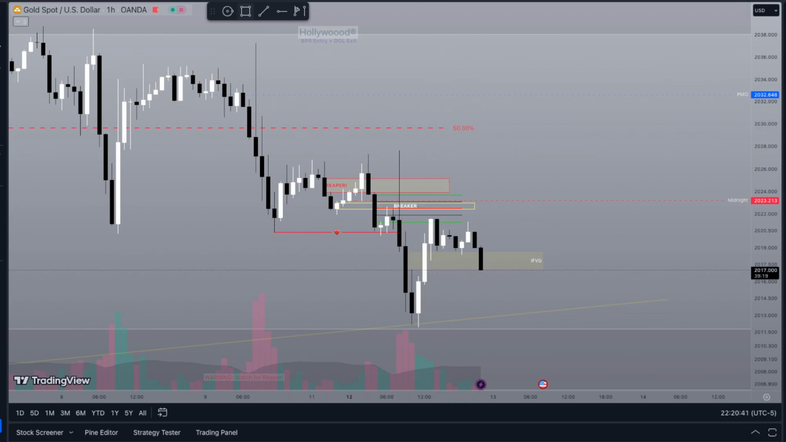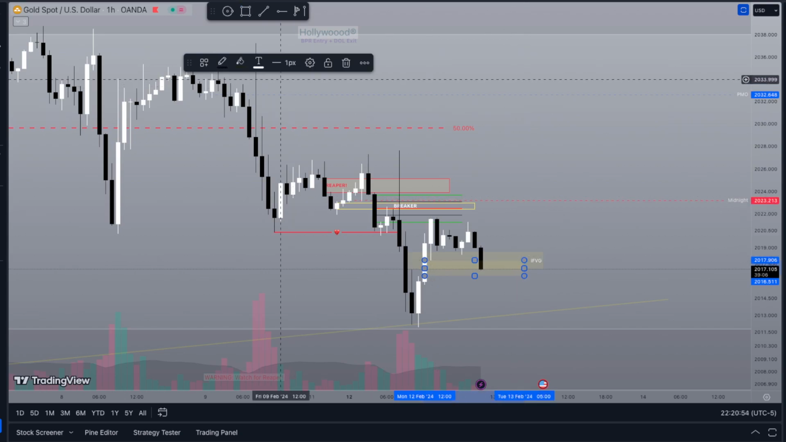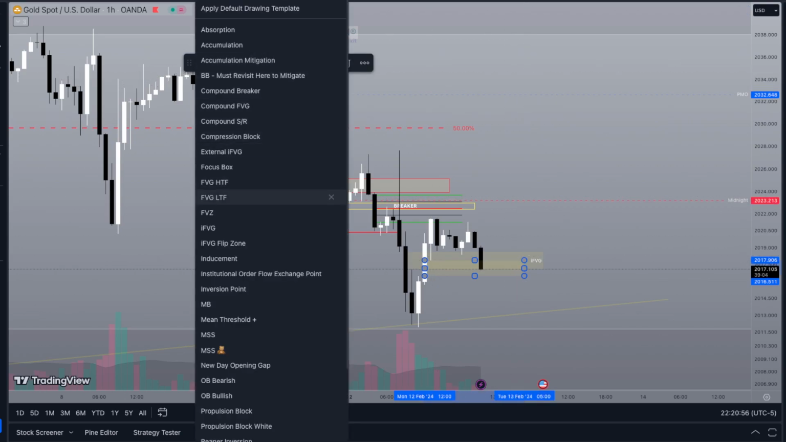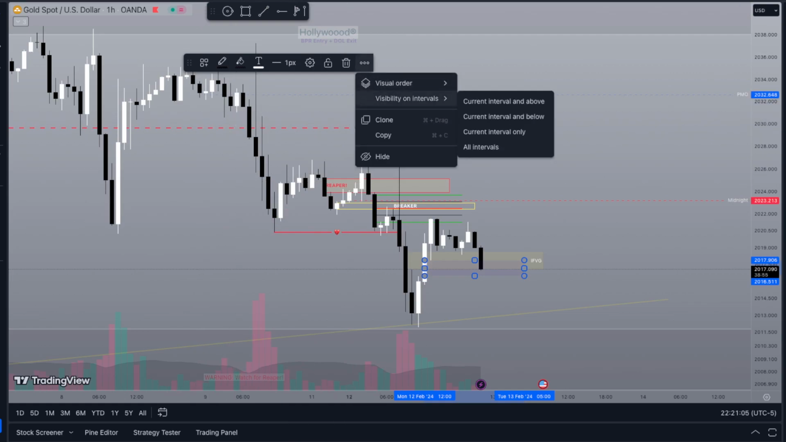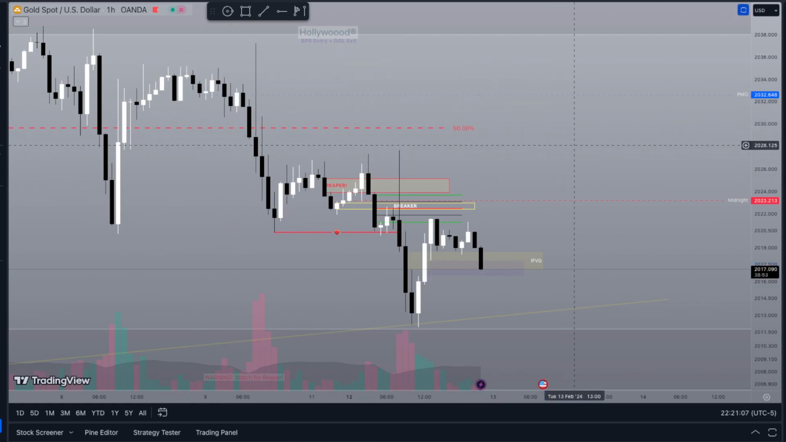And so I don't usually mark FVGs, but because we are at the bottom of the chart, and to me this is a very important zone to watch right now, I'm going to mark this FVG. Hourly, is hourly higher time frame? Yeah, I guess, maybe. Whatever it's going to be today. So that is our dynamic support that we are working with right now on gold.